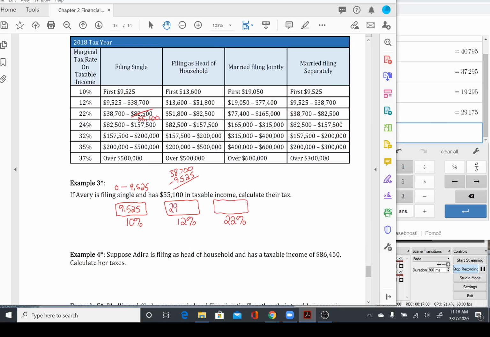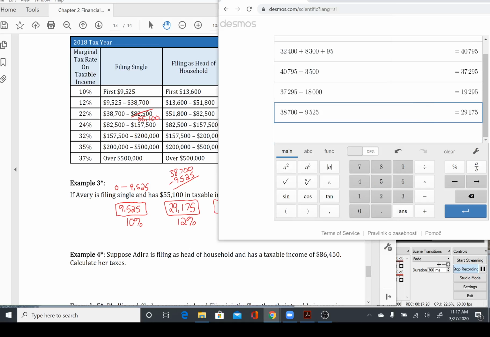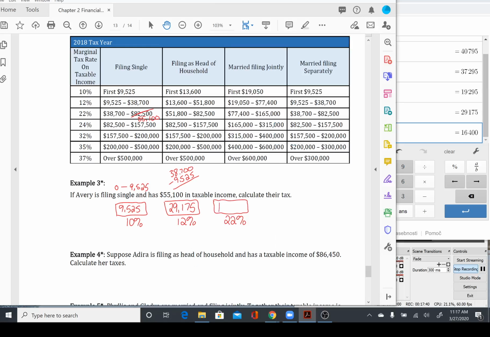We found that $29,175 is in the 12% tax bracket. Now, Avery needs to figure out how much money is in that 22% tax bracket. So instead of doing the 82, what we're going to do is use the income that Avery had made, and then subtract that from the bottom of the bracket. So only $16,400 has fallen into that last tax bracket.